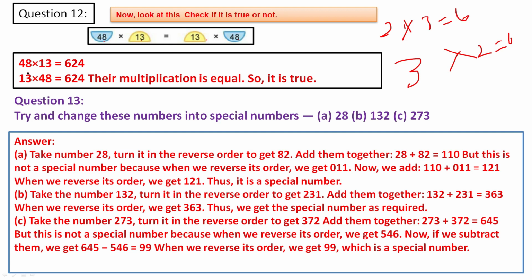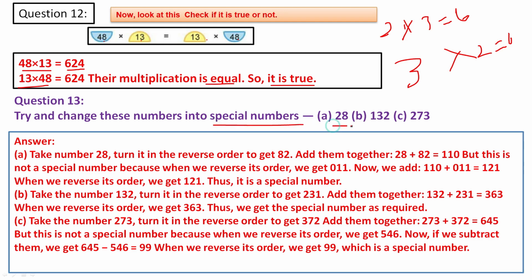So 48 multiplied by 13 is 624, or 13 multiplied by 48 is also 624. Their multiplication is equal only. So it is true. Try change this number into special numbers.